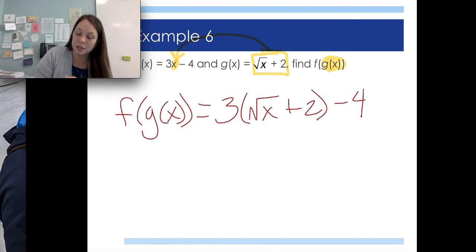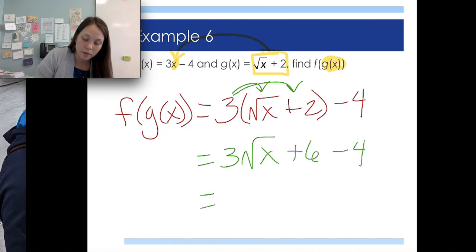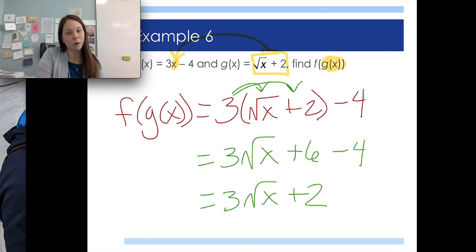You could do a little bit of simplifying if you wanted to here. Not that you have to, but you could. You could take the 3 in and multiply it into the parentheses to get 3 square root of x plus 6 and minus 4. And then that would give you 3 square root of x plus 2, but it's not required. All right, that is the end of 6.5.